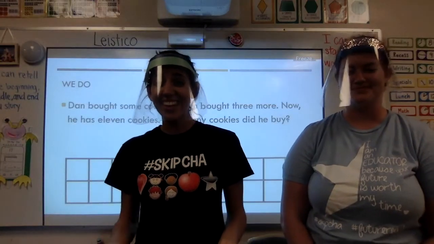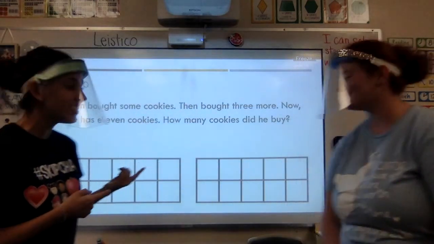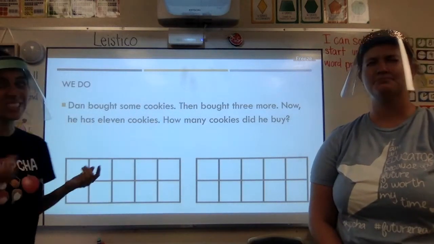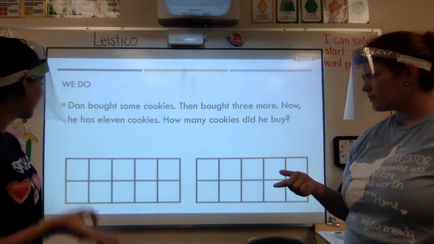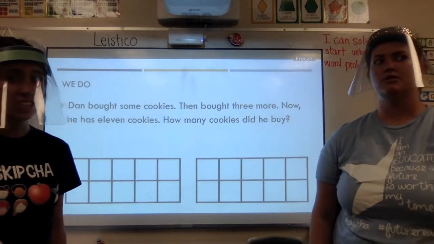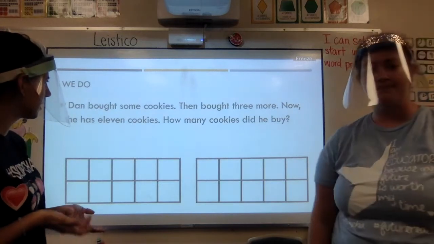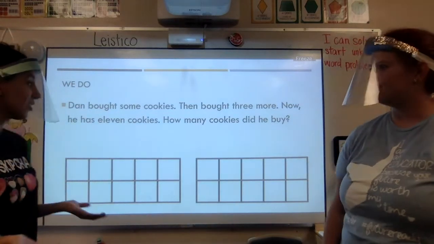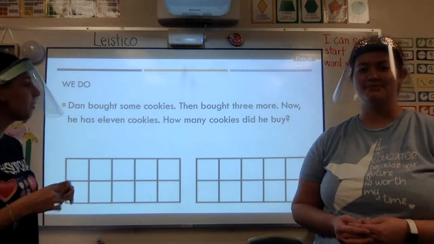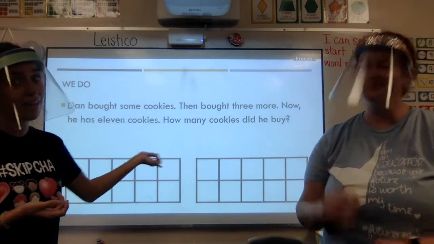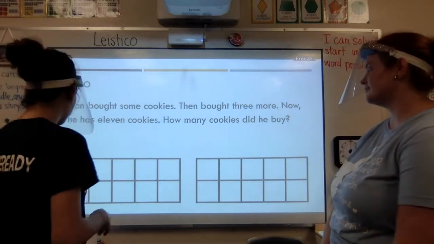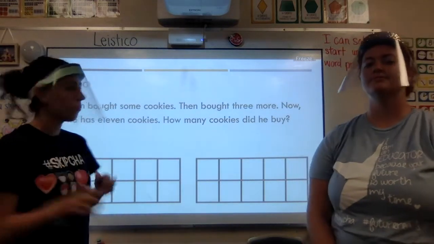All right, let's go ahead and get started on our next word problem. It says, Dan bought some cookies. Then he bought 3 more. Now he has 11 cookies. How many cookies did he buy? Well, I'm going to use the strategy of the 10 frames. But remember, when we have more than 10, you might need 2 10 frames in order to help you fill out this problem. So I'm going to build my equation.